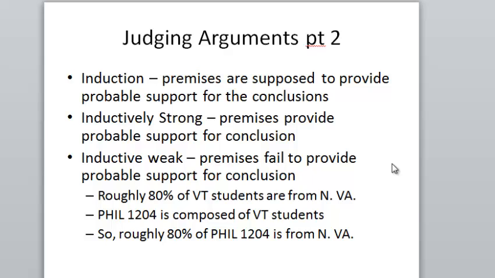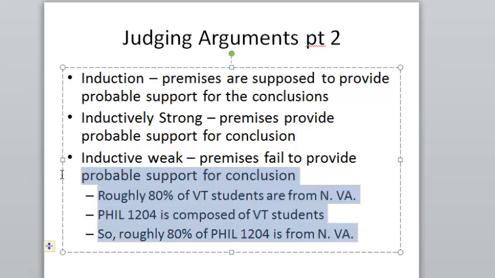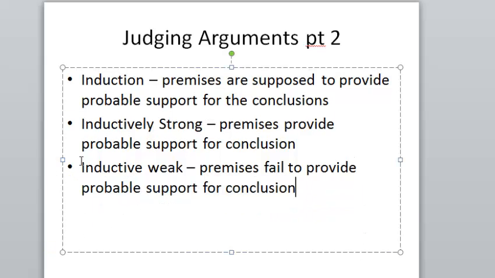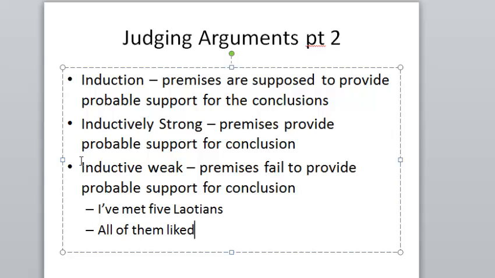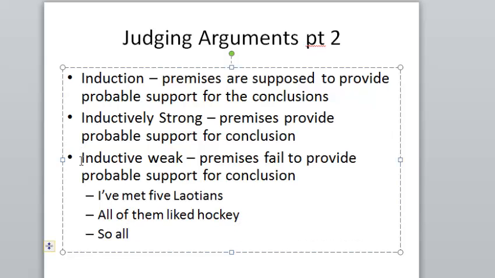Differently, inductive weakness is where the premises fail to provide this sort of probable support for the conclusion. So this is actually a case of strong induction. So we'll get rid of this for now. So a weak case might be, I don't know, I've met 5 Laotians. All of them liked hockey. So all Laotians like hockey.